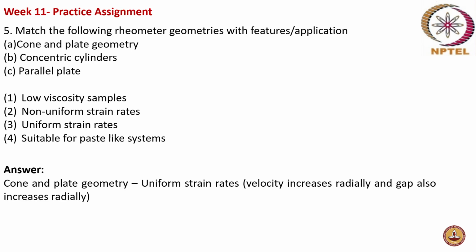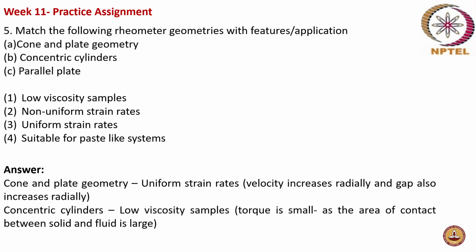Answer is cone and plate geometry. It is used for uniform strain rates. Okay, because the velocity increases radially and the gap also increases radially in case of cone and plate geometry. Okay, concentric cylinders is used for low viscosity sample because low viscosity sample means the torque is very small. Okay, so as the area of contact between the solid and fluid is large, it can be used for low viscosity samples, concentric cylinders.